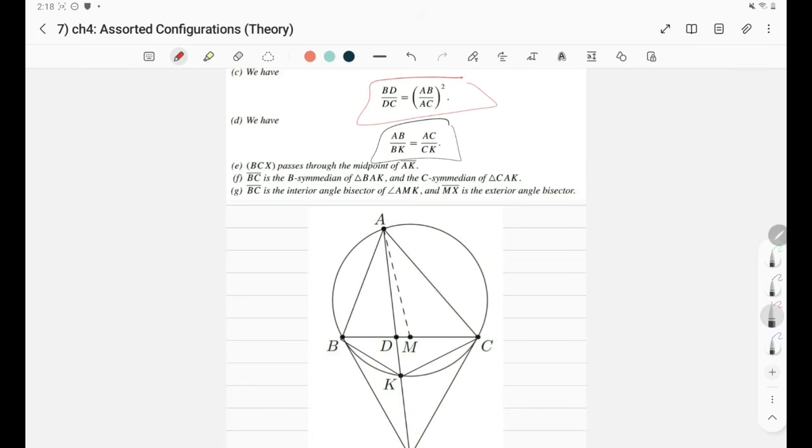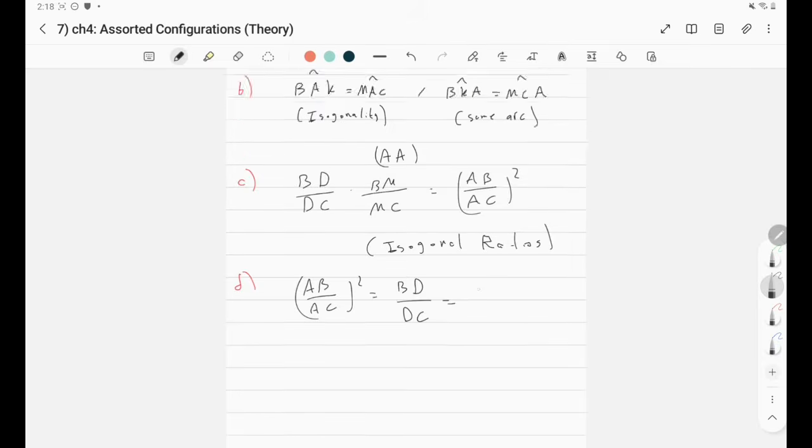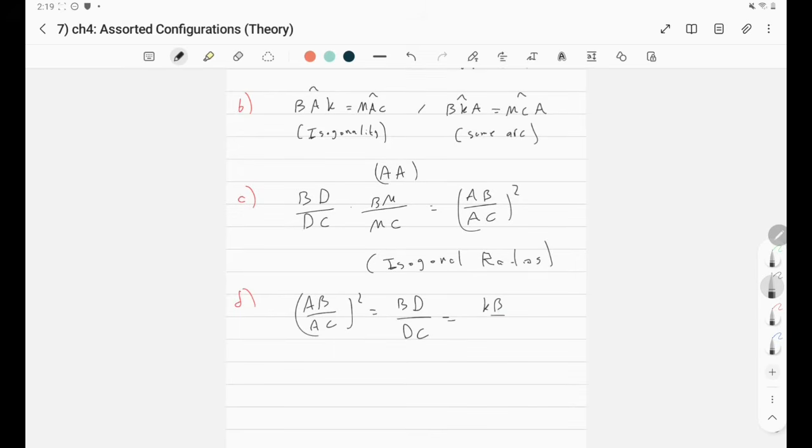So that's simple actually. We just need to combine part A with part C. So I'll just have a quick sketch here. I will just say that (AB over AC) squared is equal to BD over DC, which is also equal to (KB over KC) all squared. Of course, this just came from mixing part A with part C.